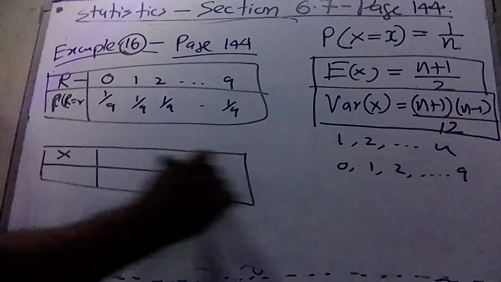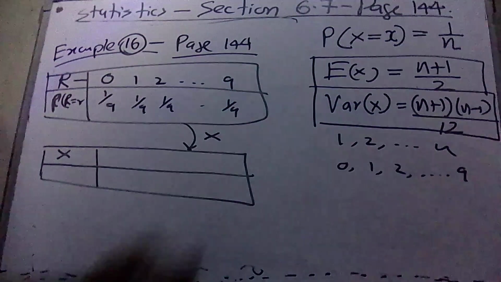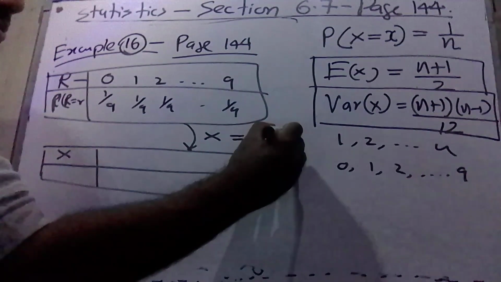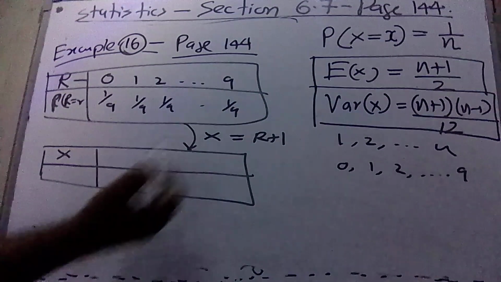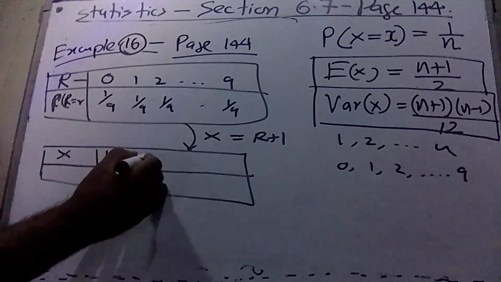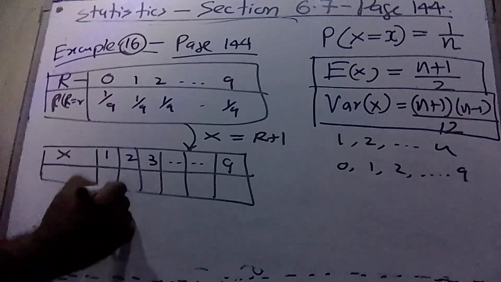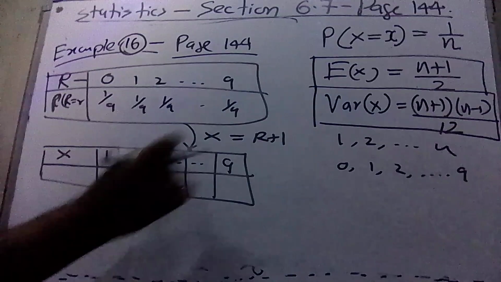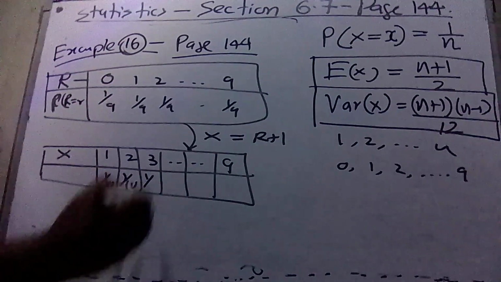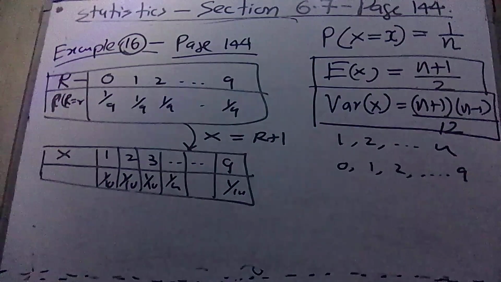Now what we are going to do is define our new x as R plus 1. To apply this, it's R plus 1, so we will get 1, 2, 3 and up to 10, with probabilities 1 over 10. Although we take a different random variable, the probabilities won't change. So 1 over 10.